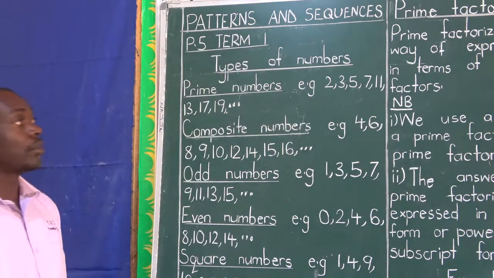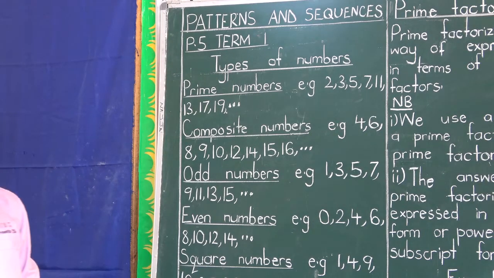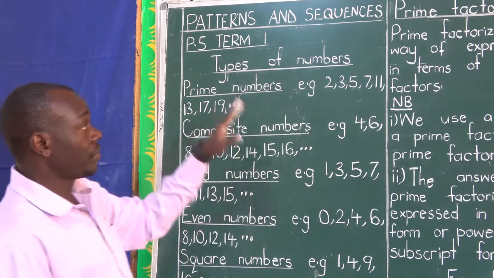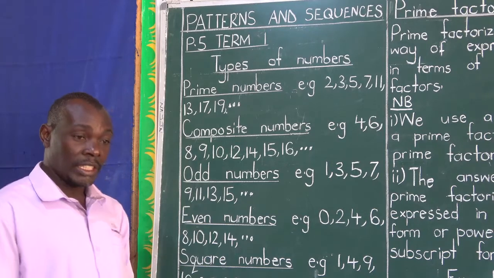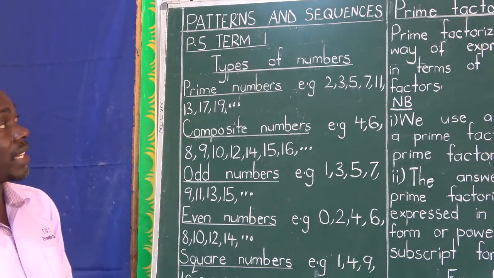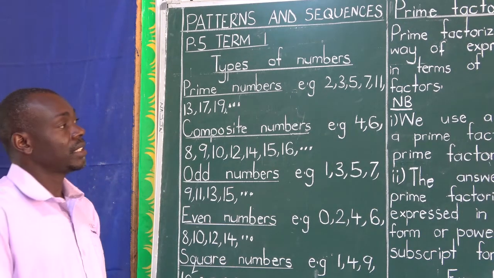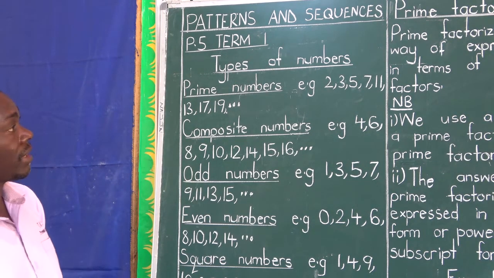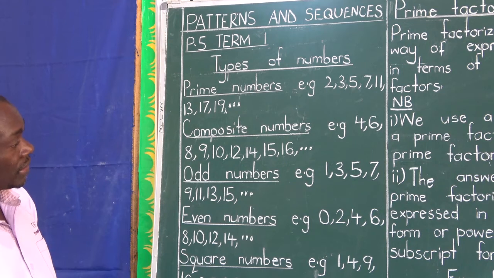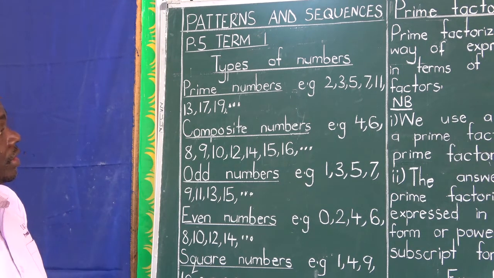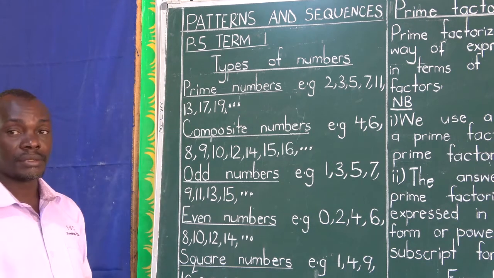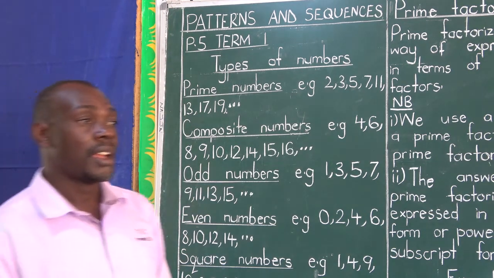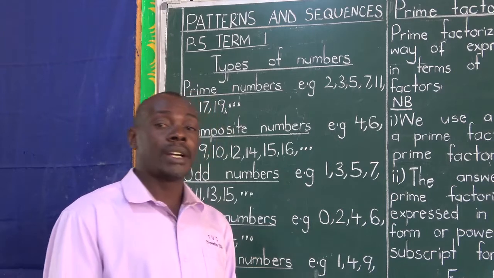That's P5 term 1. We shall start with the types of numbers. In your P4, you must have looked at some types of numbers, and now we are continuing with some other types, including some we found in P4. So we shall start with the prime numbers. What is a prime number?